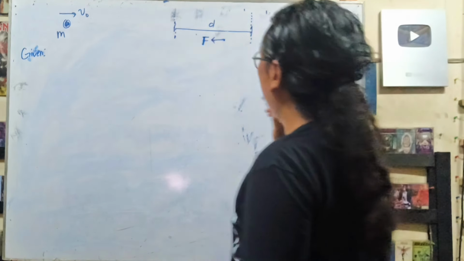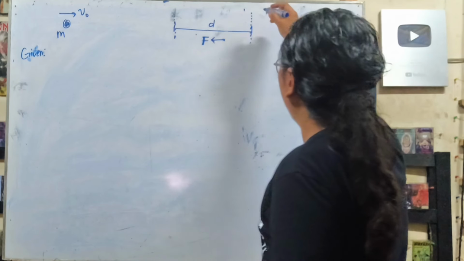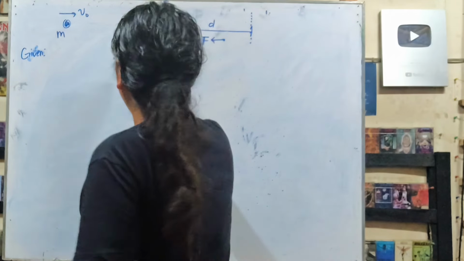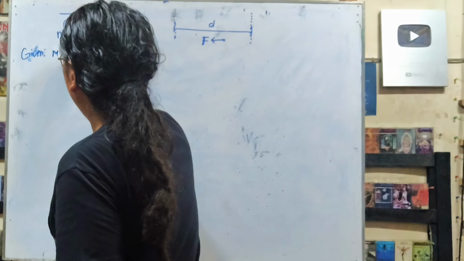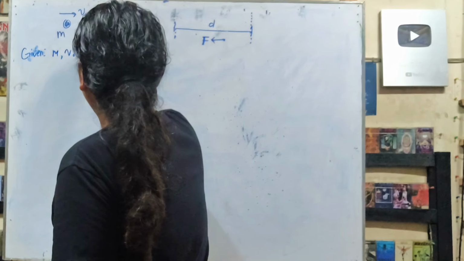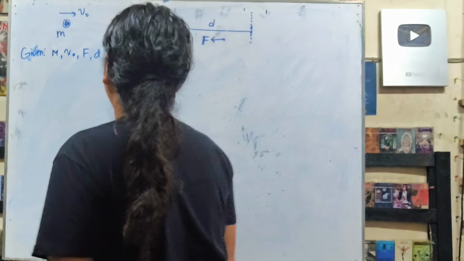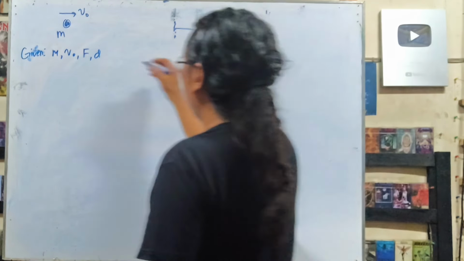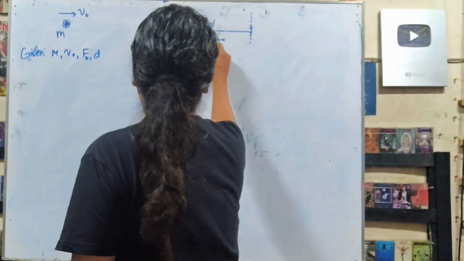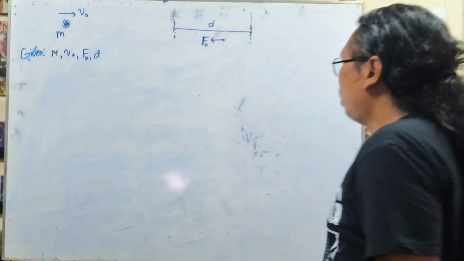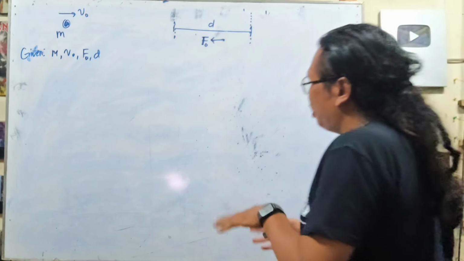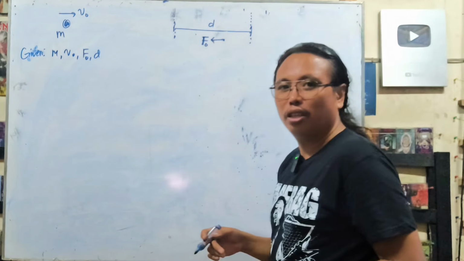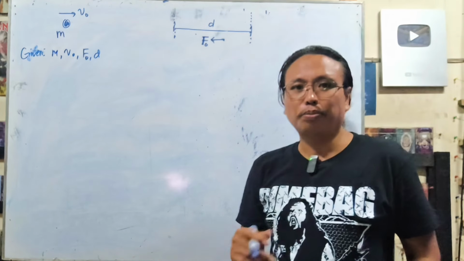So we want to find the velocity of the particle after the region. First, given you have m, and then v naught, and then of course F, and you have d. Let's just call this F naught. F naught is not an initial F, it's just F naught.